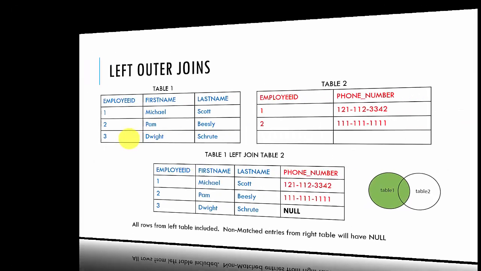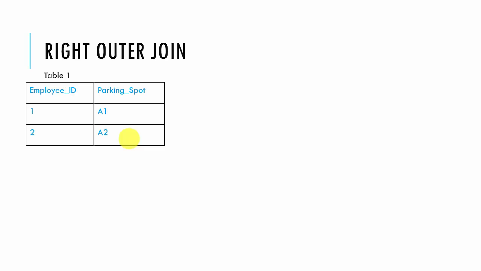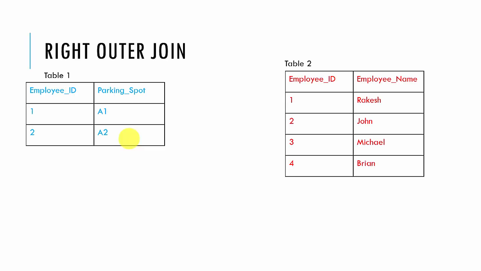Okay, let's look at something different. Right outer join, it's exactly the opposite. So let's take another example. Table 1, 2 rows, 2 columns, employee ID and parking spots, right? Then you have table 2, which stores employee ID and employee names. Now, how would you join these 2 tables? Employee ID is the common column which will help us join these 2 tables. But if you look at the right hand side table, it has 2 extra rows for employee ID 3 and employee ID 4, right?